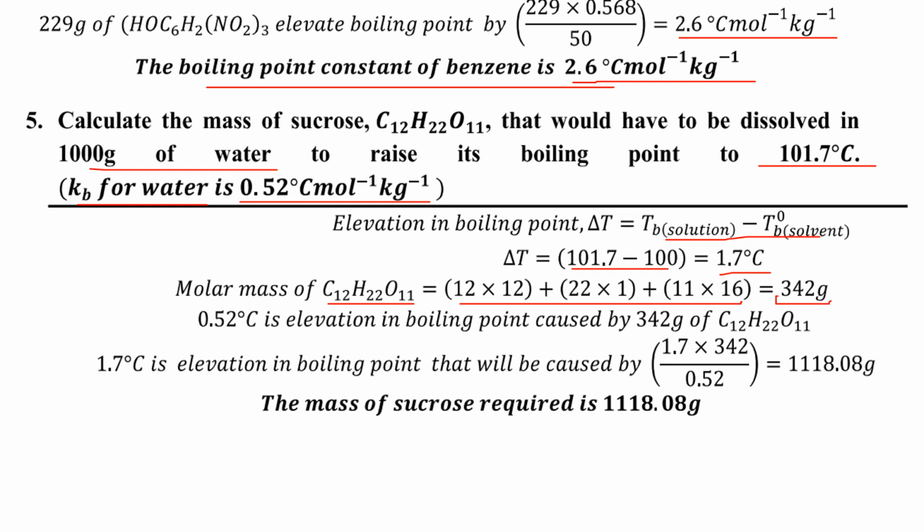Now you're saying that 0.52 is going to be the elevation of boiling point caused by this. Then what about 1.7? Because we are looking for the mass of the sucrose, or the RFM. So 1.7 is going to be the elevation of boiling point that is going to be caused. Now in this case, the Ebullioscopy constant, we attach it to the RFM. Then the elevation of boiling point is going to give us the mass that was used for this experiment. So that means that 1.7 degrees Celsius, the elevation of boiling point, is caused by 1.7 multiplied by 342 divided by 0.52, and everything is going to give you 1118.08 grams. And therefore the mass of the solid required is going to be 1118.08 grams as required.